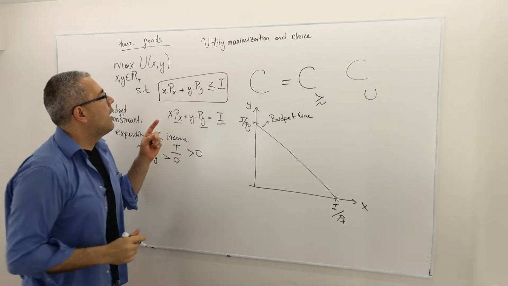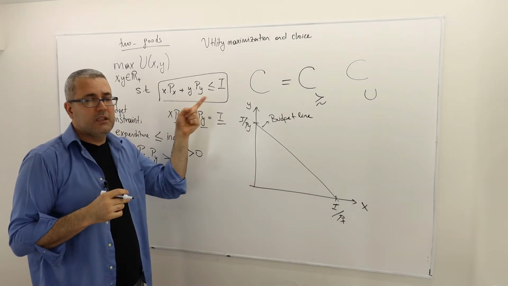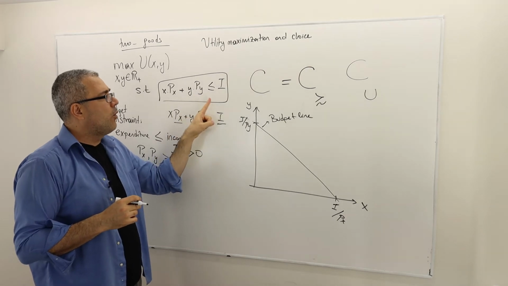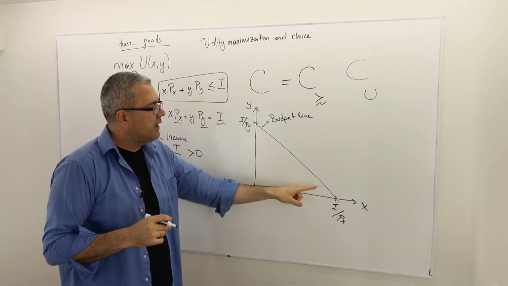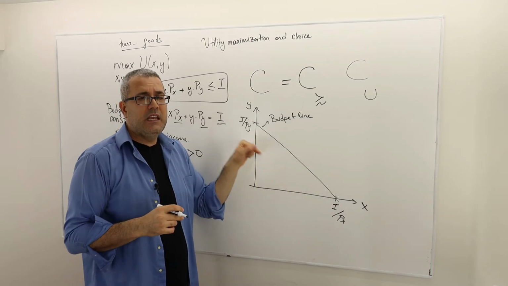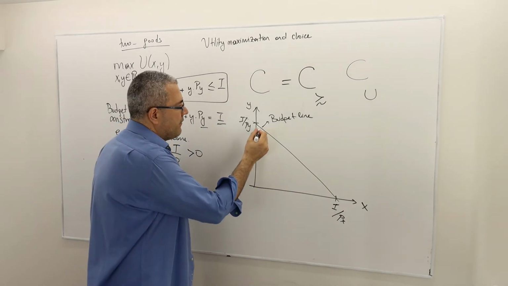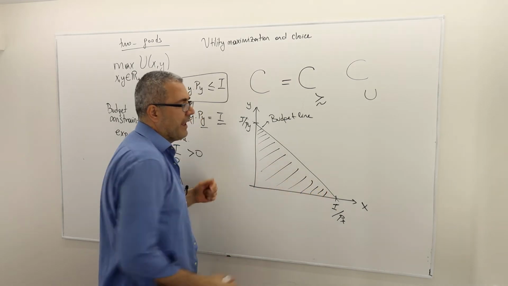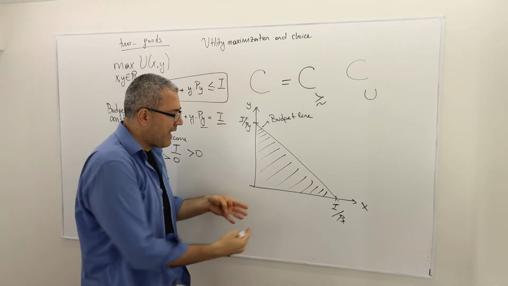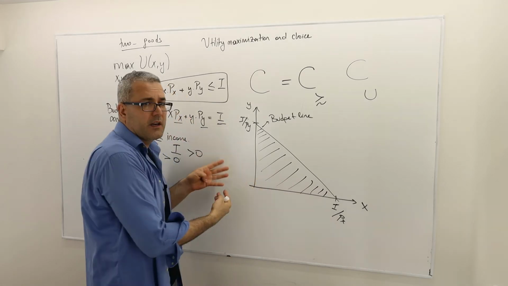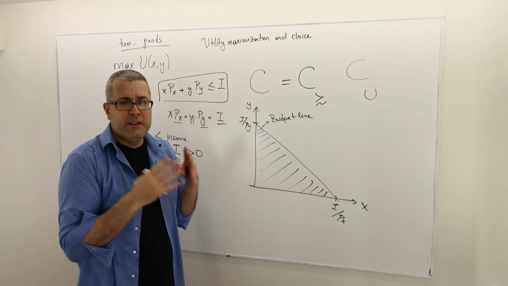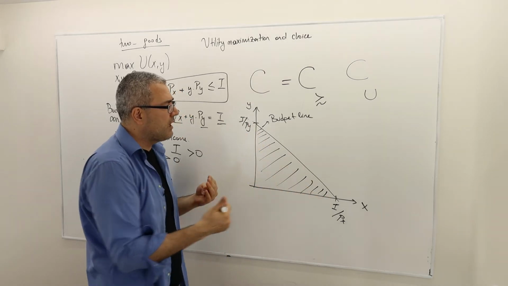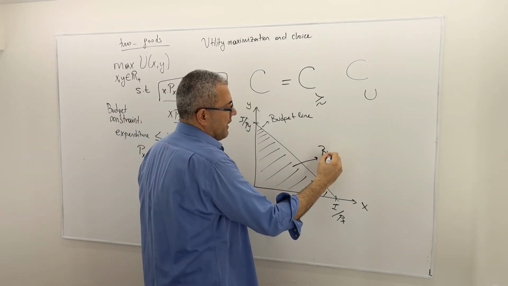And remember, my constraint is an inequality. So my expenditure must be less than or equal to income. This line tells me my expenditure is equal to my income, and everything below it tells me that my expenditure is less than my income. Again, I ignore those negative parts simply because X and Y will never take negative values. So therefore, this triangle is what we call a budget set.